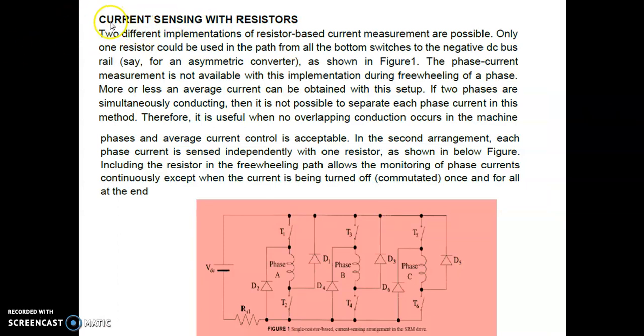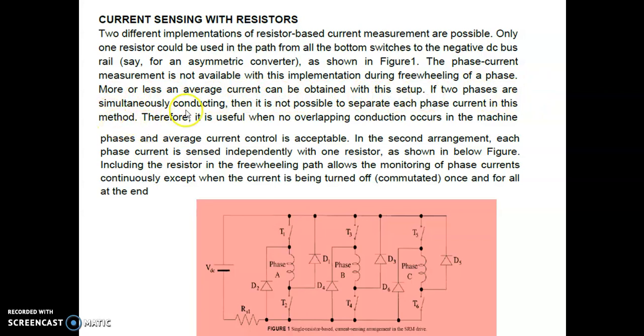Now let us finally discuss the current sensing with resistors. Two different implementations of resistor based current measurements are possible. Only one resistor could be used in the path from all the bottom switches to the negative DC rail, say for example in an asymmetric converter as shown in this figure. The phase current measurement is not available with this implementation during freewheeling of a phase. So more or less an average current can be obtained with this setup.